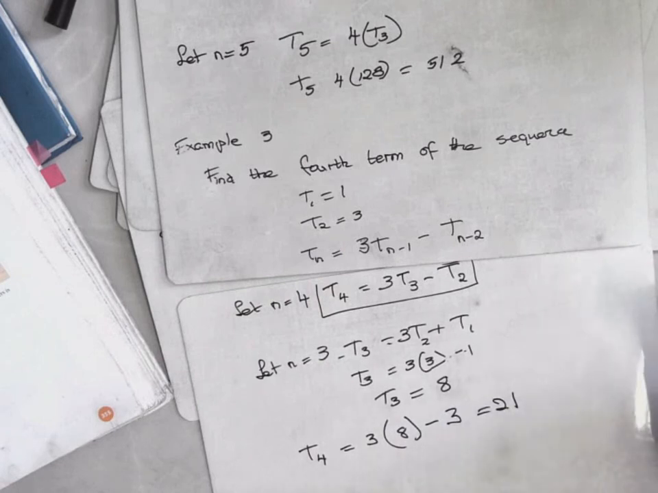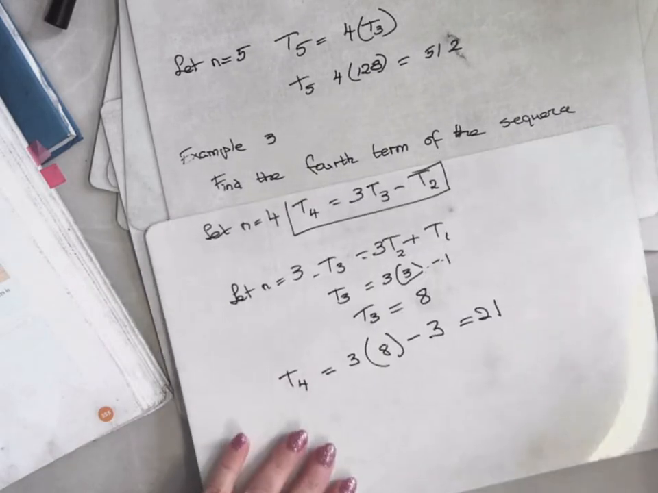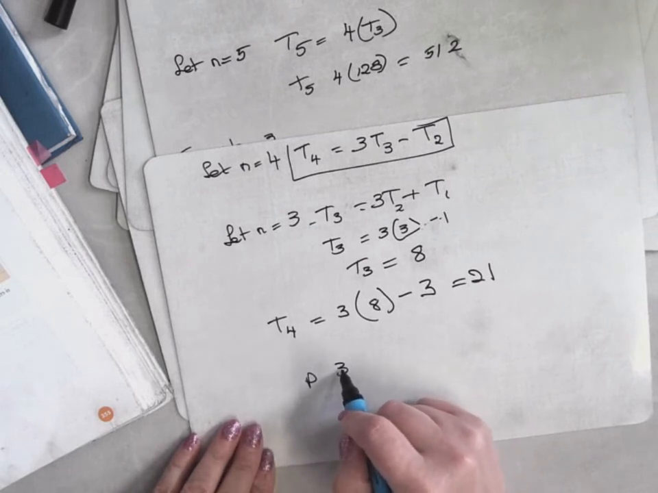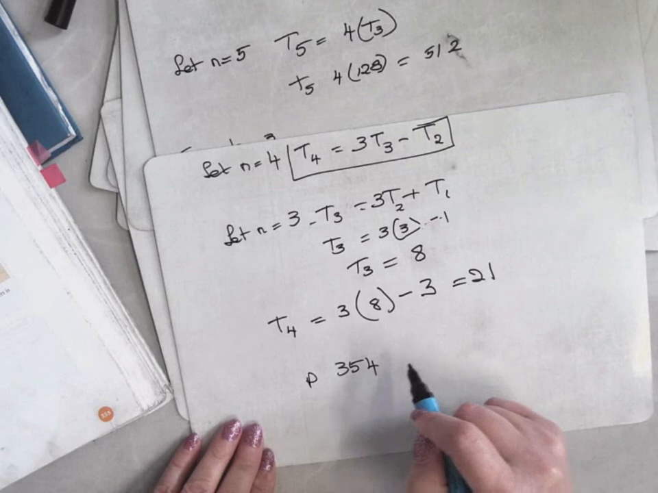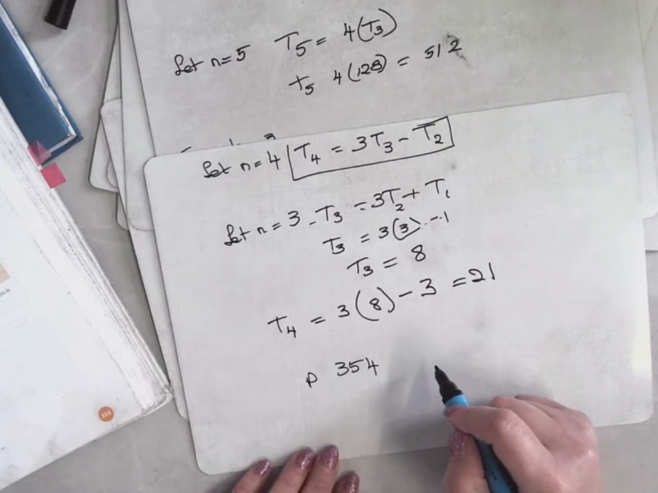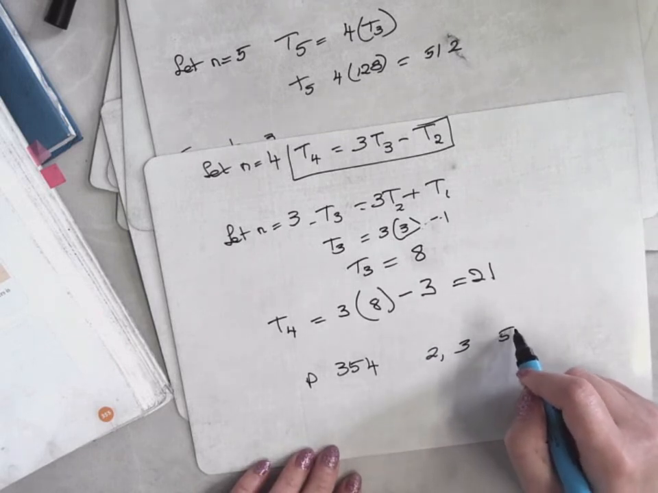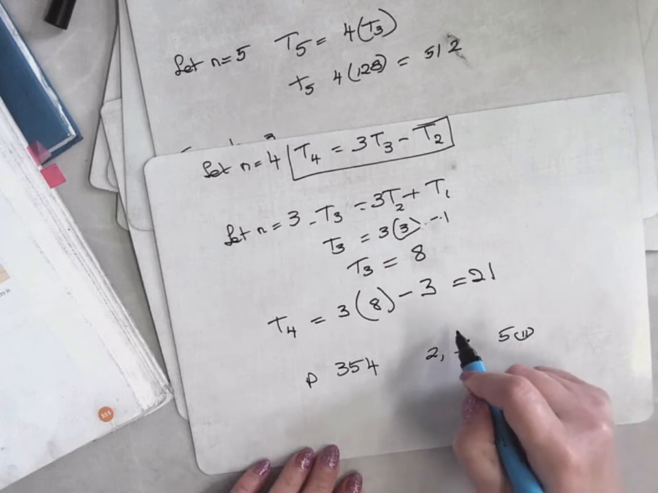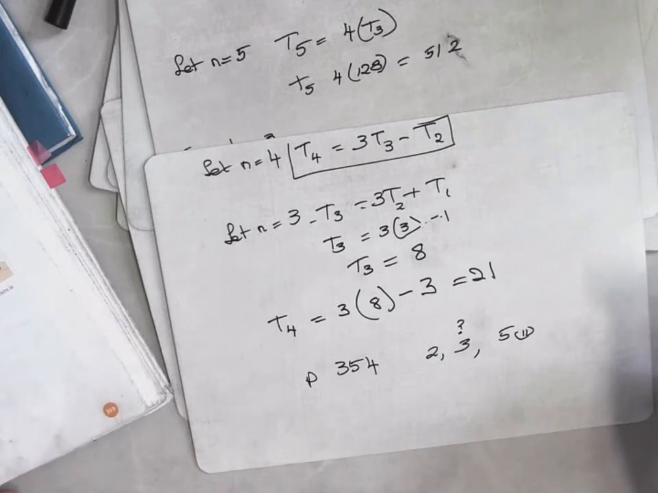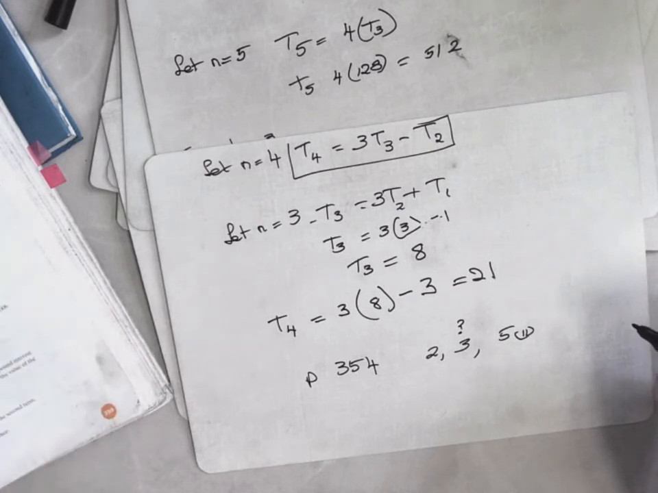Is that okay? Right. So I'm going to give you a few of those and a couple of cubic ones as well. So page 354, let's do numbers 2, 3 and 5 part 2. Now, I need you to think about number 3. It's not as straightforward as the rest of them. That's why I'm putting a question mark over 3. You have to think about it, see what comes to mind.